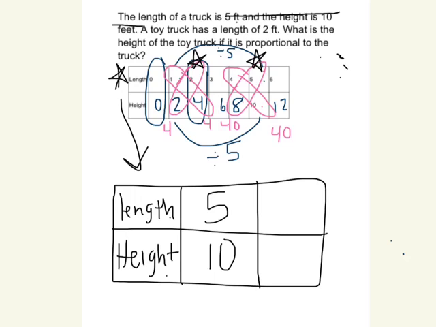Now, a toy truck has a length of 2 feet. So for length, I'm going to put a 2. What is the height of the toy truck? So that means for height, that's my x. That's what I'm trying to figure out.